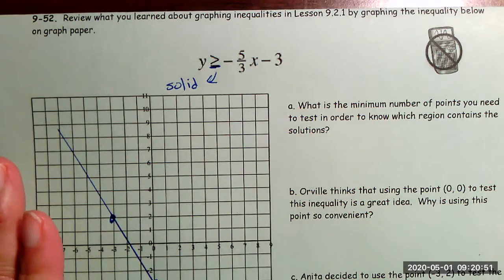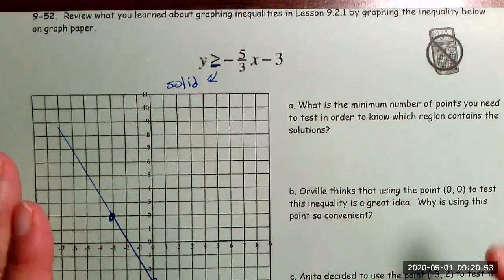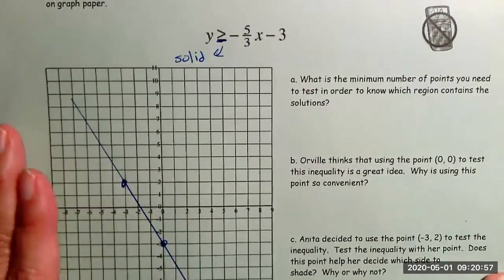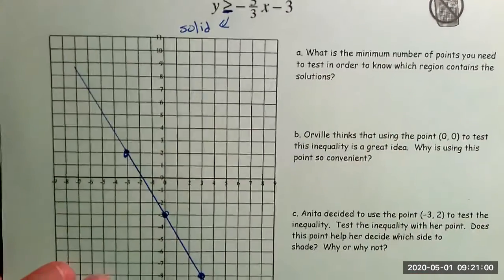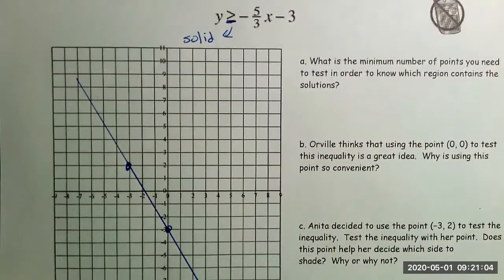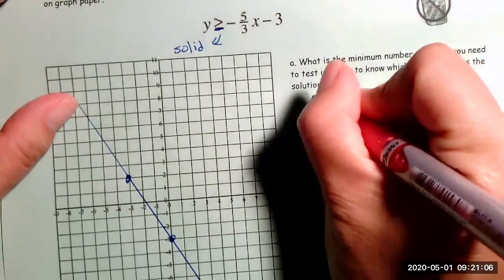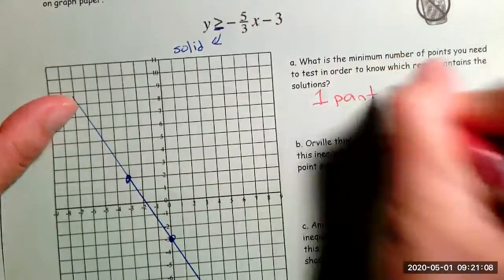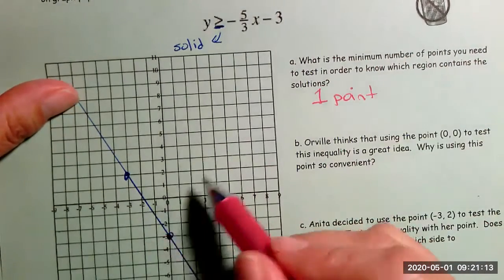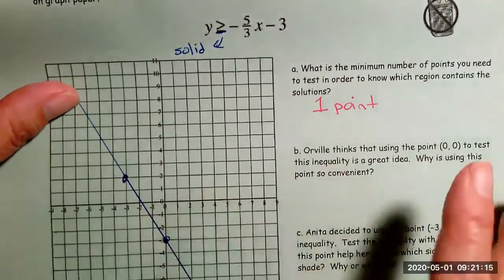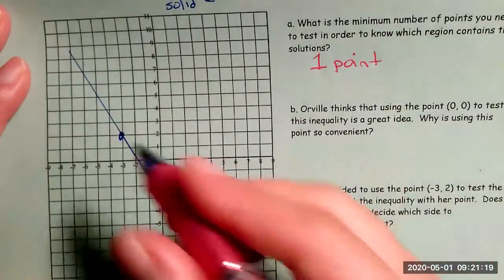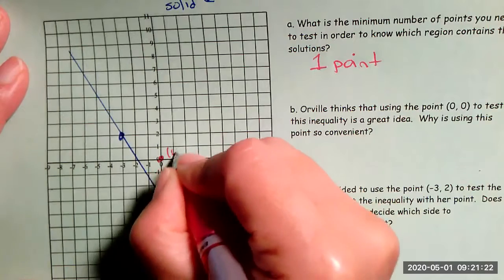All right. According to the directions, it says, what is the minimum number of points you need to test in order to know which region contains the solutions? Well, all along, I've just been testing 1 point. That's all we need, to test 1 point, as long as we choose a point that's on either side. It's this side or this side. I don't want to choose points along my line. So Orville wants to use 0, 0. Well, good for Orville. Let's plug in 0, 0.